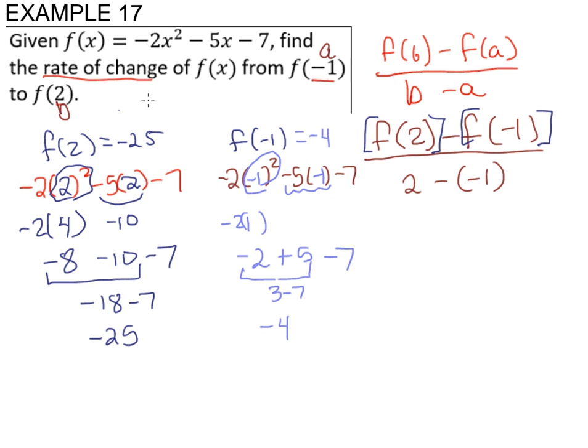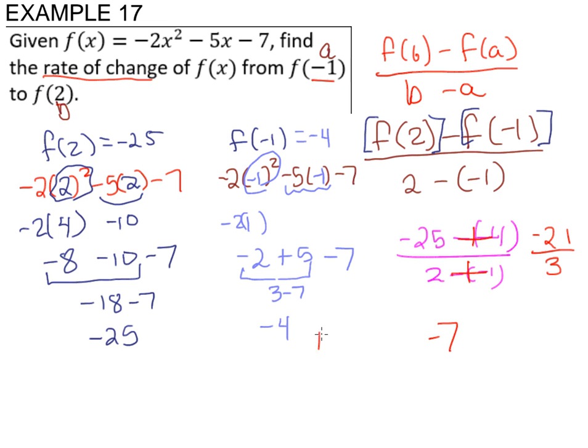Now we plug in what f of 2 was. Well, that's negative 25. Negative 25 minus f of negative 1, which was negative 4, divided by 2 minus a, minus negative 1. So let's simplify this down. Negative, negative is a positive. Negative 25 plus 4 is negative 21. Negative, negative 1 is a plus, so 2 plus 1 is 3. And 3 goes into negative 21 negative 7 times. So the rate of change equals negative 7.